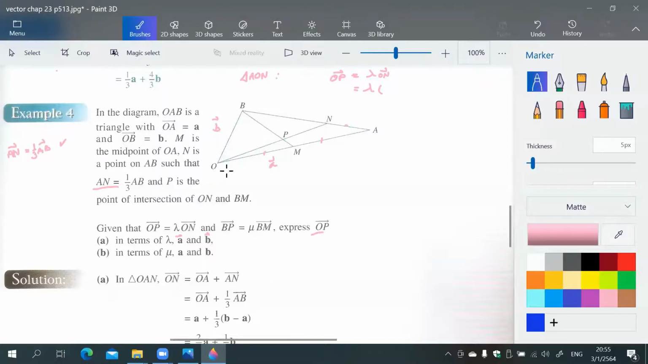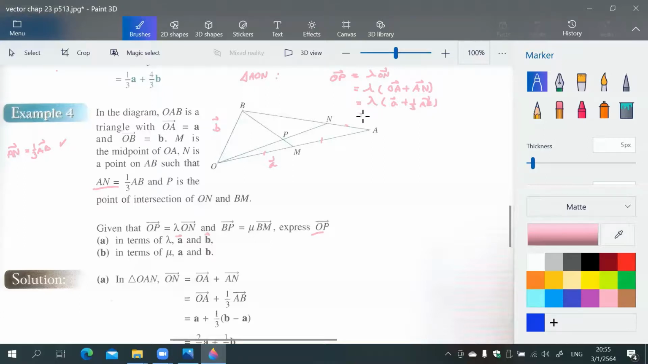ON, right? So I can have OA plus AN. Vector OA, vector AN. See common point A, I got ON. Okay. So now lambda. Vector OA, we have OA from here. The question already gives us it equals vector A. So we replace with vector A, plus AN. AN from here we have is 1/3 AB.